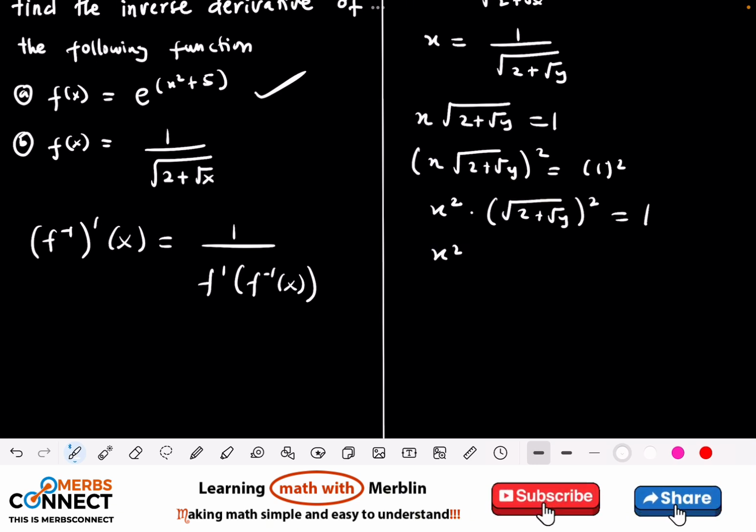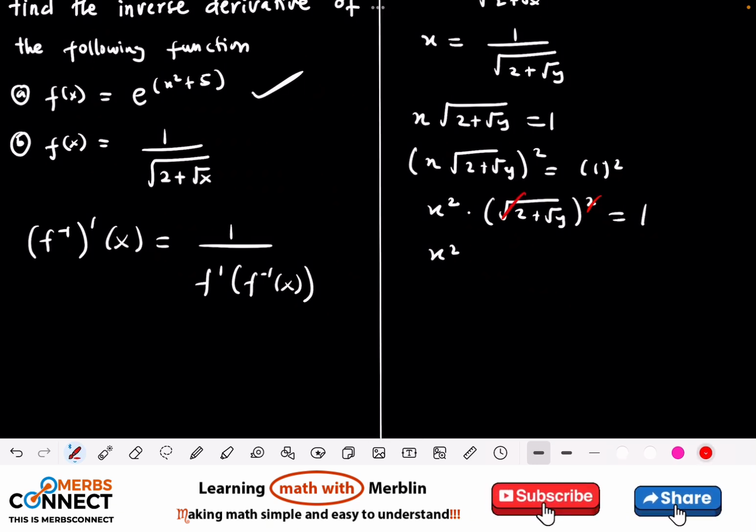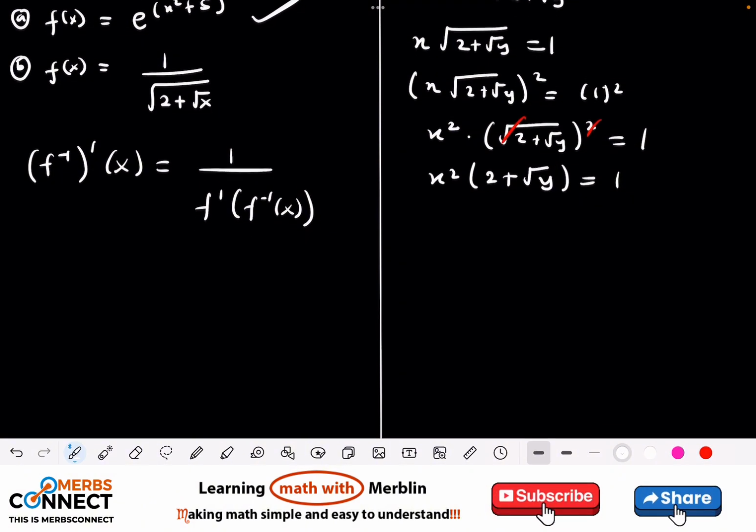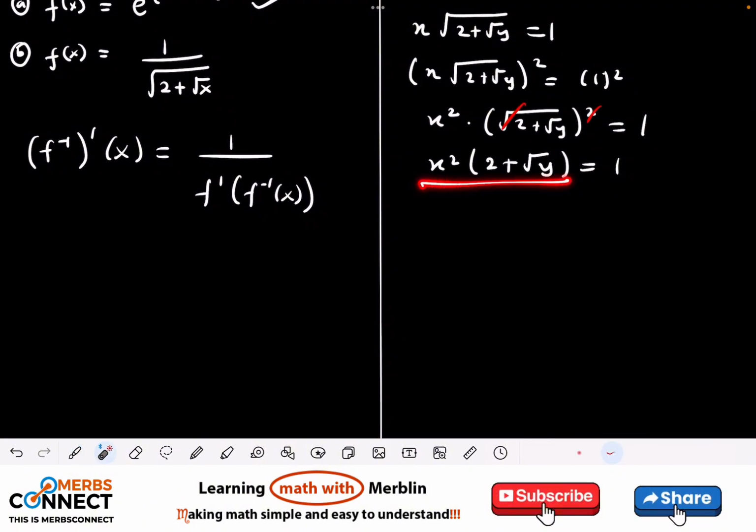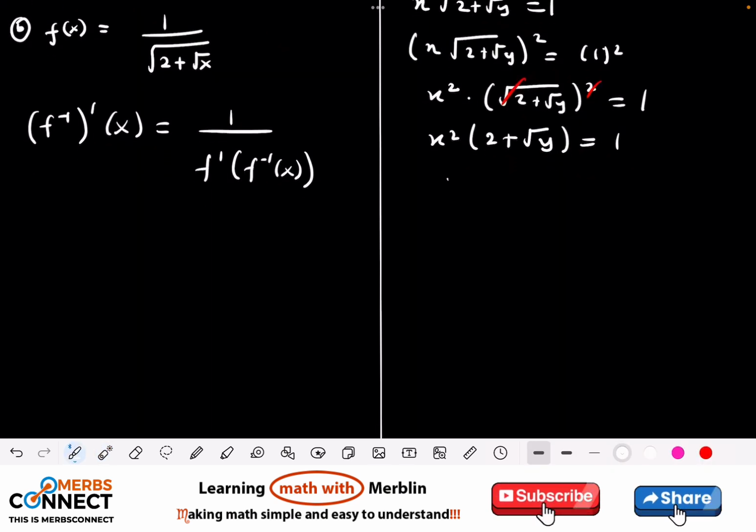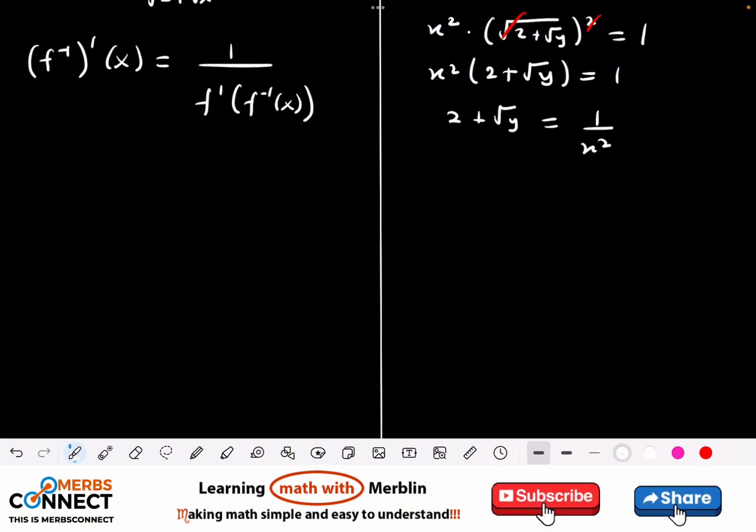So this will be x squared, and now this will cancel this. So we are going to have 2 plus root of y is equal to 1. Now we want to make y the subject, right? So what we need to do is first divide through by x squared here and x squared here. So we can have 2 plus root of y equal to 1 over x squared. Then we need to make y the subject, minus 2 minus 2. So root of y is equal to 1 divided by x squared minus 2.